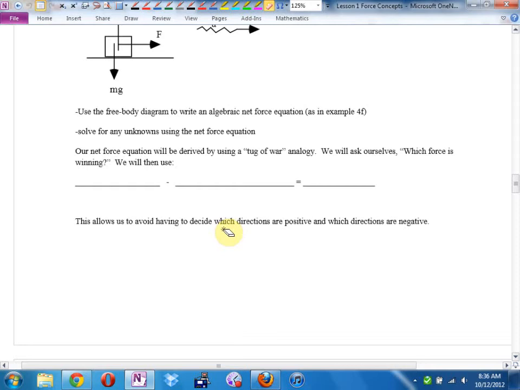Instead, what we're going to use is a tug-of-war analogy. We're always going to ask ourselves, who's winning? And then we're going to use this little equation here: winner minus loser gives you your net force, where your net force is ma, where it's actually m, the net acceleration, but we get kind of sloppy. This allows us to avoid having to decide which directions are positive and which directions are negative. By asking this question, Dorothy, it will always give us the most convenient one to use, trust me. And you can almost always visualize who is winning if you put your brain to it a little bit, especially now that you've done a year of physics.